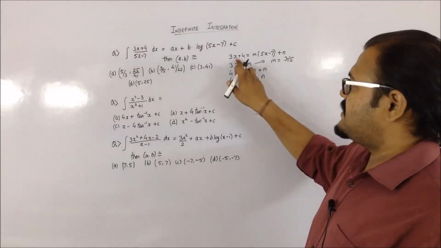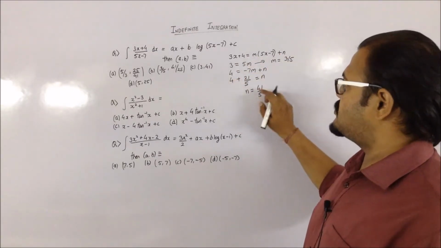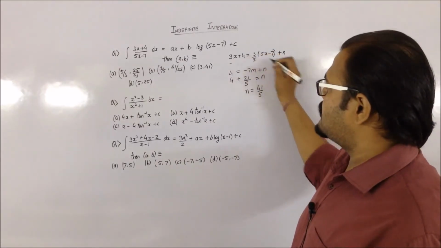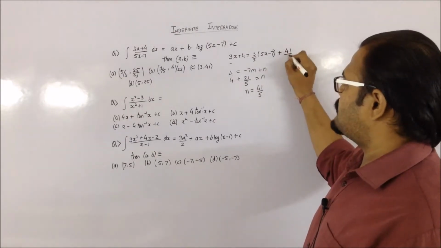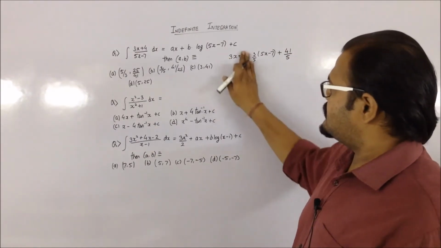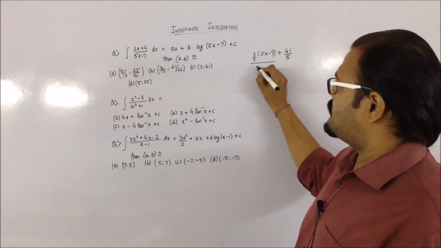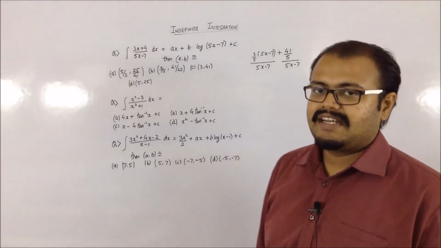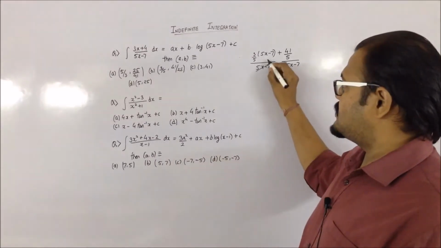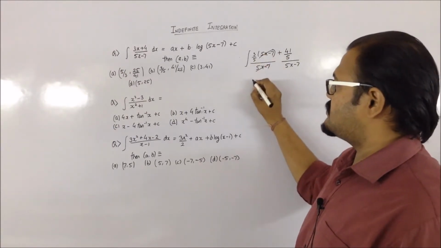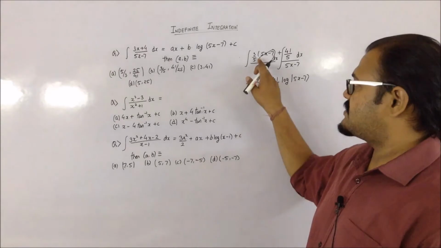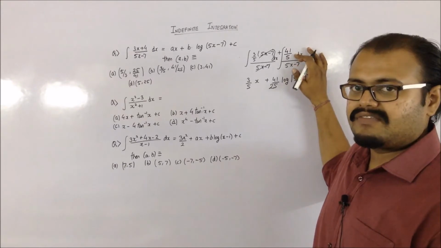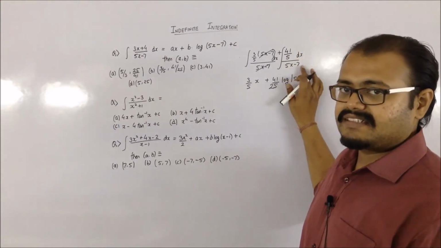Now you replace this with the substitution of m and n. Your m over here is 3 by 5 and n is 41 by 5, divided by 5x minus 7. You are splitting it up, and now you find the integration. In the first term the denominator gets cancelled, and after integration, since it is 3 by 5 dx, you have 3 by 5 x. The second is 41 by 5 divided by 5x minus 7 dx.